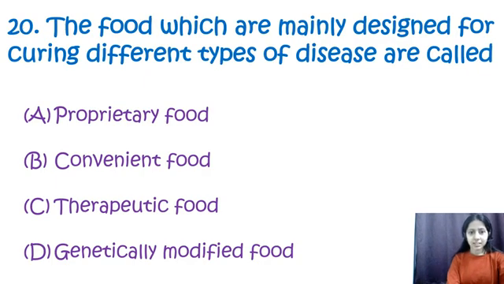Number 20. The foods which are mainly designed for curing different types of diseases are called: A, proprietary food; B, convenient food; C, therapeutic foods; and D, genetically modified food. The correct option is option C, that is therapeutic foods.